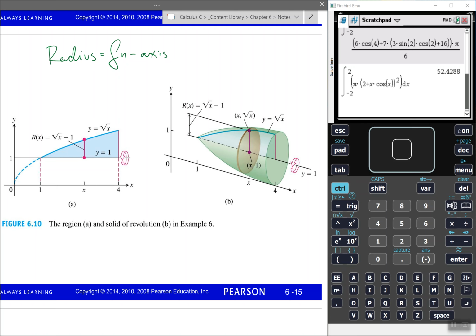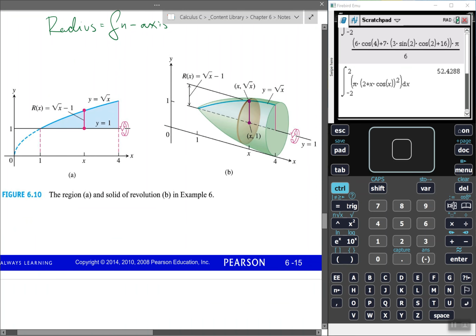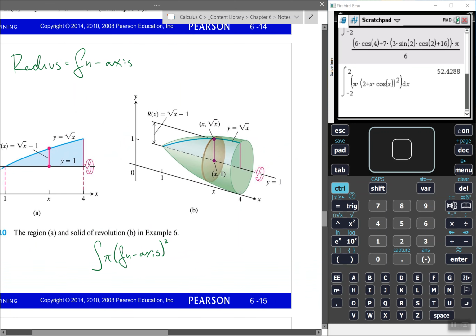When we go to set this up, we need to make sure that we have everything in the right place for the formula to work. It's still going to be pi r squared. So the radius is going to be your function minus your axis, all of that together squared. Make sure that subtraction ends up inside the parentheses with the function. If you want to take a moment, pause the video, try to set this one up with the integral and go ahead and calculate that out.